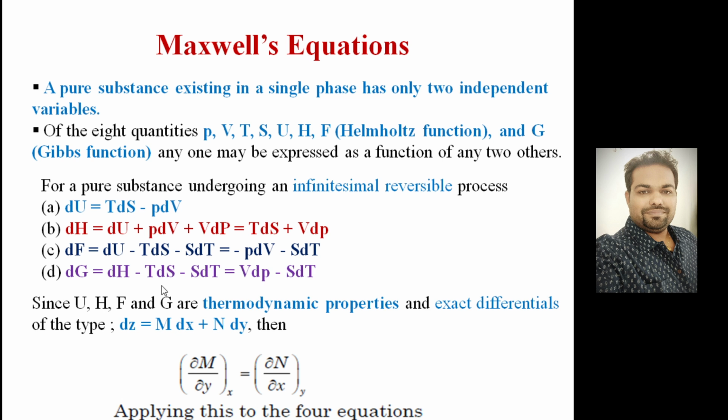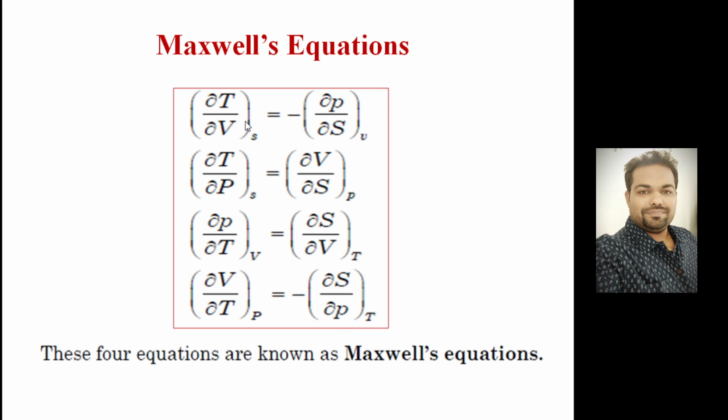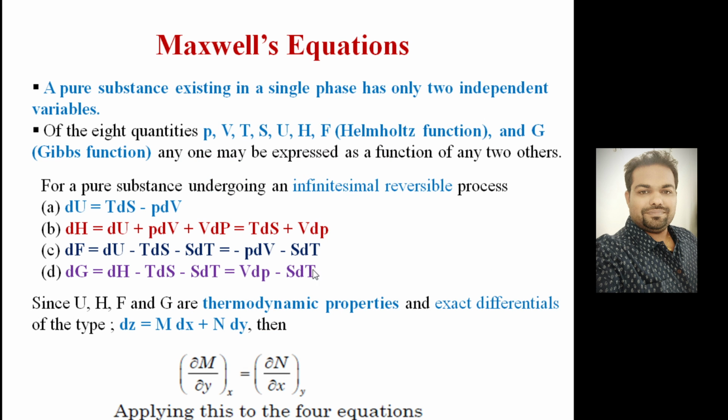So if you write the first Maxwell equation out of it, you can say dou T by dou V keeping S constant is equal to dou P by dou S at constant V. Look at this, this is the first equation: dou T by dou V at S is equal to minus dou P by dou S at V. This is the first equation that you got, and the minus term was already there.